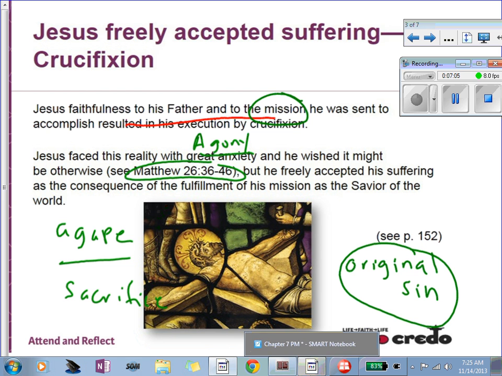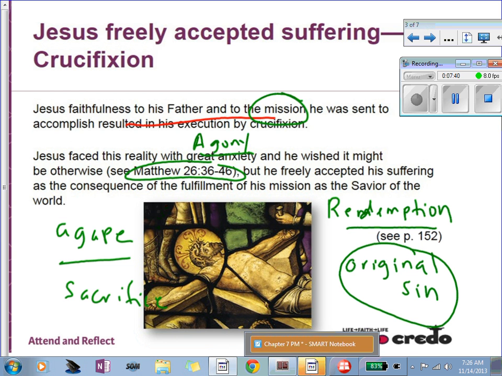So, when we're talking about Jesus' act of redemption, remember, what is redemption? R-E-D-E-M-P, redemption. When we talk about redemption, when Jesus is redeeming, what is he redeeming us from? He's redeeming us from original sin. So he's paying the price for original sin on our behalf. So he's acting on our behalf. He dies, he sacrifices, so we don't have to.